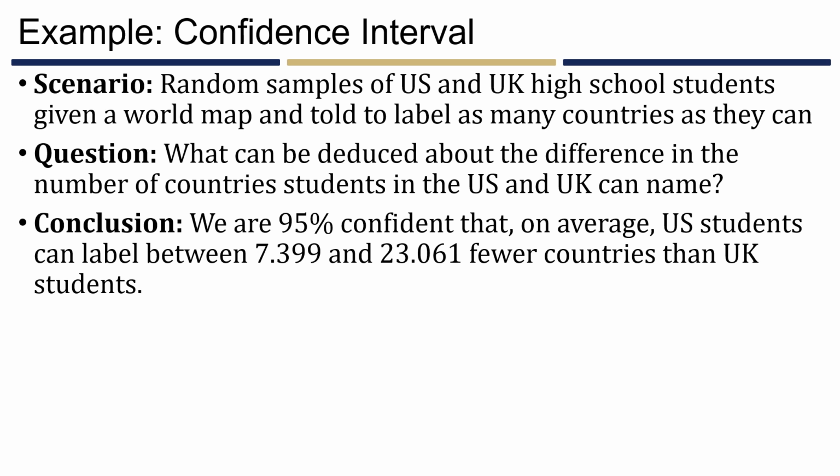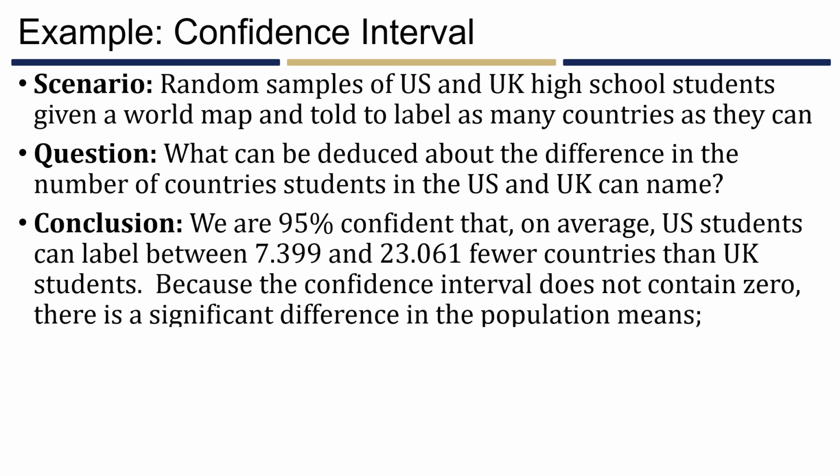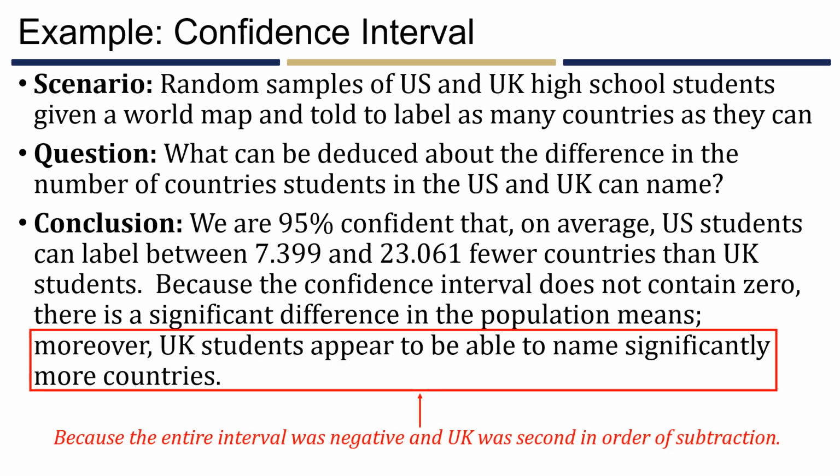Now, because this confidence interval does not contain 0, there is a significant difference in the population means. And because the entire interval was negative and the United Kingdom was second in the order of subtraction, we can say that students in the United Kingdom appear to be able to name significantly more countries correctly compared to students in the United States.